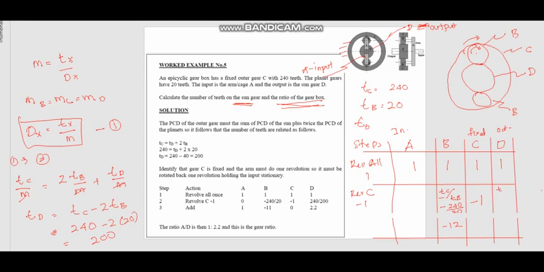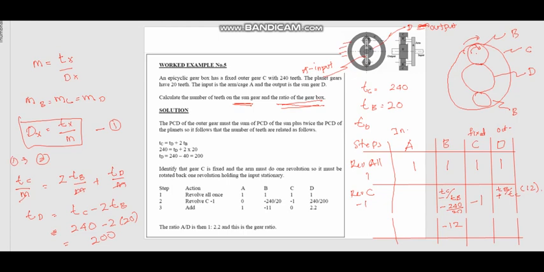T. So the driver is B, dB over dC. And the direction is opposite of the direction of B. So since B is minus, this must be plus. Right? So this indicates one rotation of B over one rotation of C. But B does not rotate once. It rotates 12 times. So because of that, this times 12.